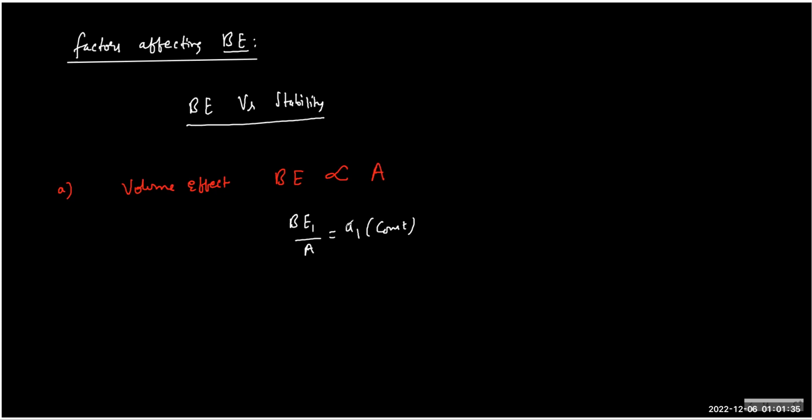But if this is the only effect, then all will be equally stable. If B by A is the same for all, then it's difficult to compare which one is more stable or less stable. So comes the next effect, called the surface effect. You know what the surface effect is? Can you guess?